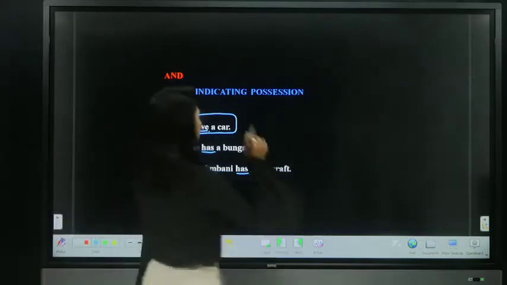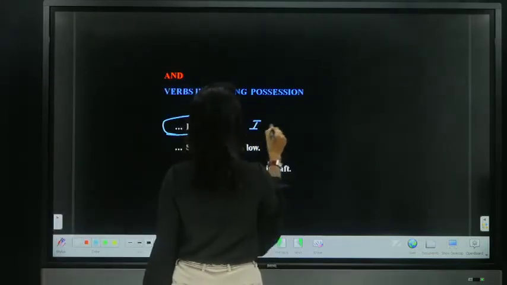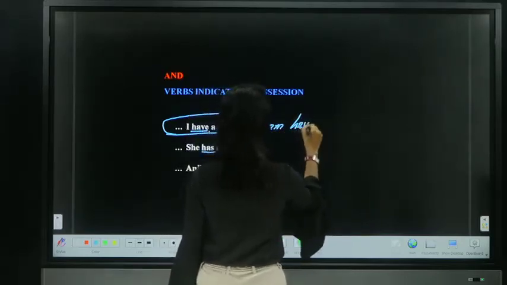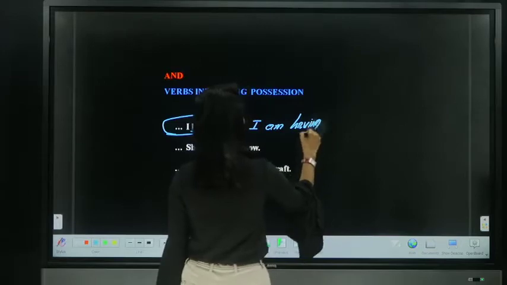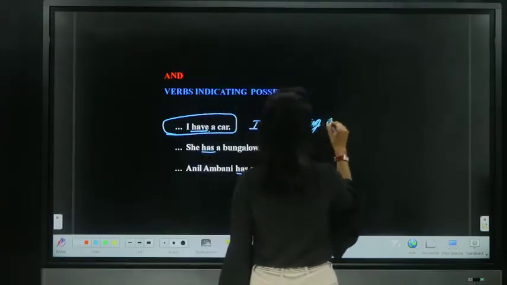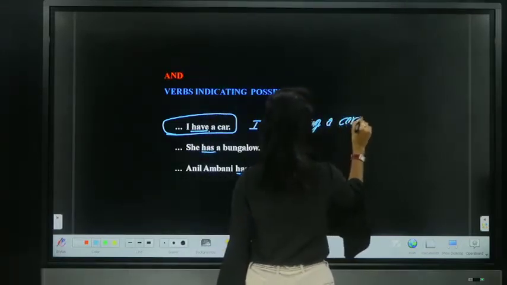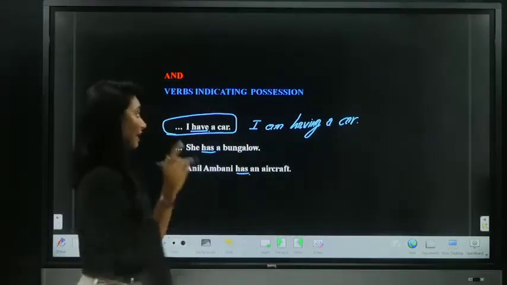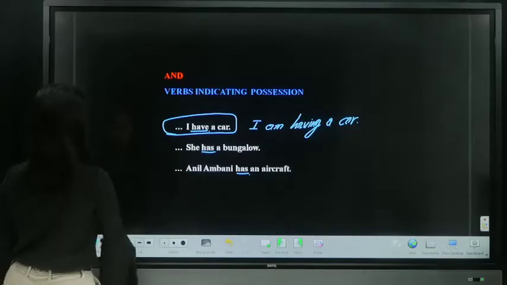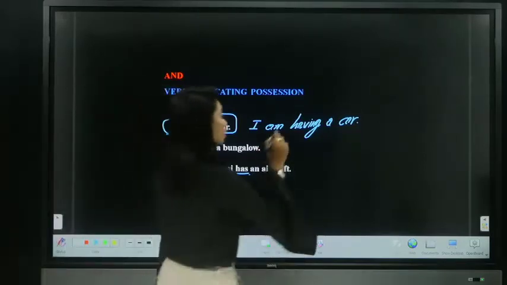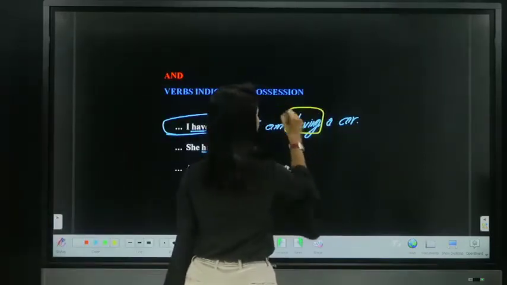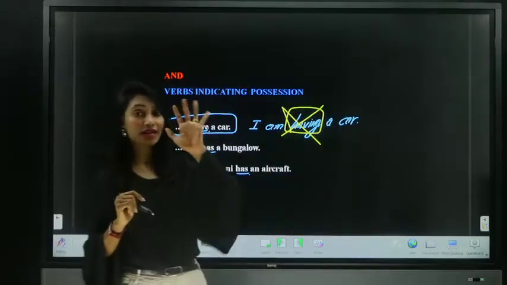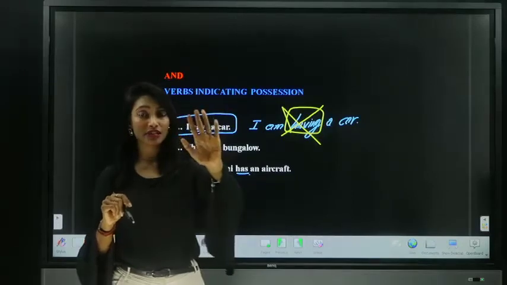If your answer is I am having a car, then you're wrong. If your answer is I am having a car, then absolutely you are wrong, because verbs of possession cannot be used in continuous tense. Yesterday we discussed 5 types of verbs which cannot be used in continuous tense.